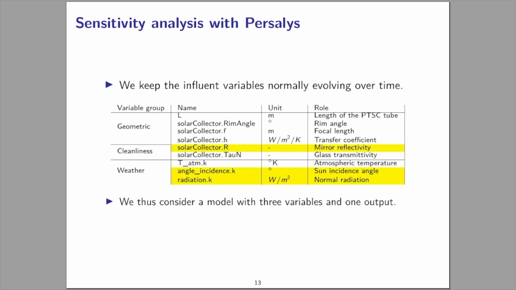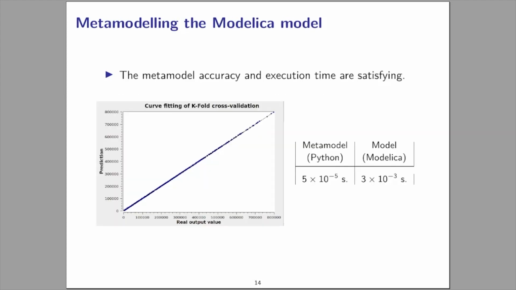And we are now ready to create a metamodel out of this. Differently said, we can now reduce this model. We also do it using Persalys, and you can see here the curve fitting of the cross-validation. If all the points are on the exact line, it means that the metamodel is perfect. It's not perfect, yet we can see that the accuracy of the metamodel is satisfying.